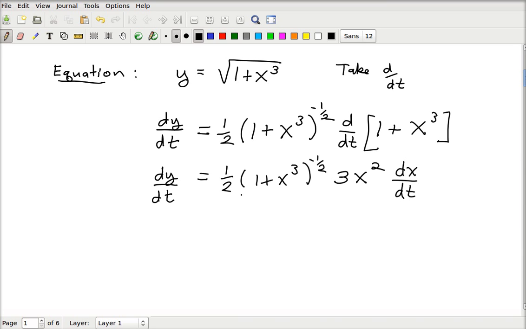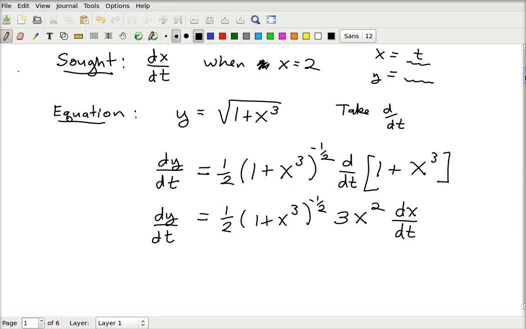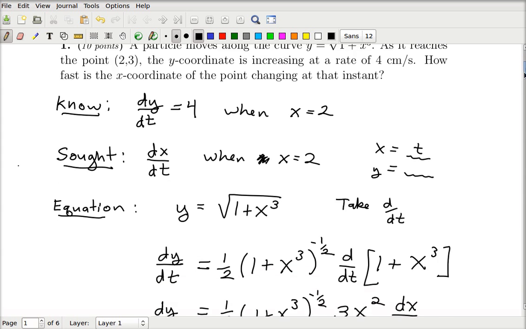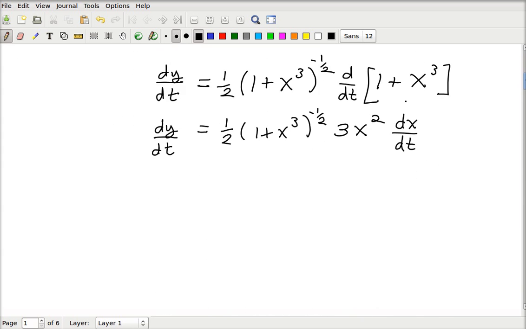Okay, and look, we've related the rates. So here's one rate, this is the rate we know, and here's the rate we want to know. So now we can use this extra information we have. We're interested in what happens when x is 2, y is 3, and we can assume that dy/dt is 4. So if we plug in all those values, we get something where everything is known except for dx/dt, and that's exactly what we want to know.